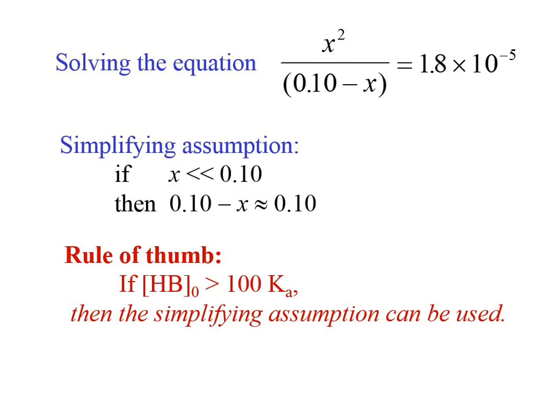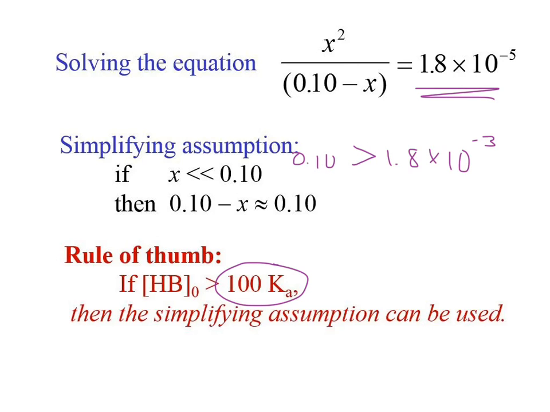And this puts a rule of thumb onto it. The way you read this is, if you take 100 times Ka, and this is your Ka, I get 1.8 times 10 to the negative third. As long as the molar concentration of your weak acid is greater than that, you should be okay. Our weak acid is 0.10, so that's your check. 0.10 is greater than 1.8 times 10 to the negative third, so the simplifying assumption should be okay.